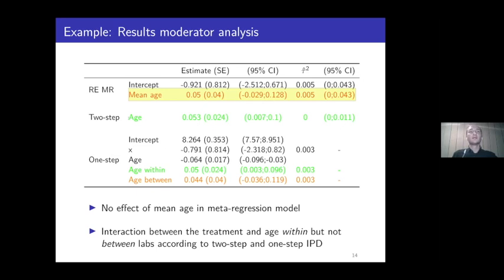If we look at the green lines, they refer to the interaction effect within a lab. Then we see that for the two-step and the one-step approach, results are very similar in this case. And we see that this interaction effect within the labs is statistically significant because the 0 is not included in the confidence interval, for both the two-step approach and the one-step approach.